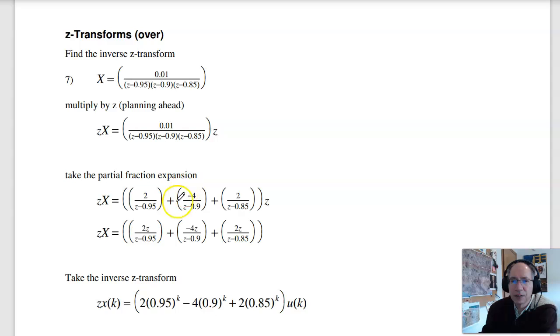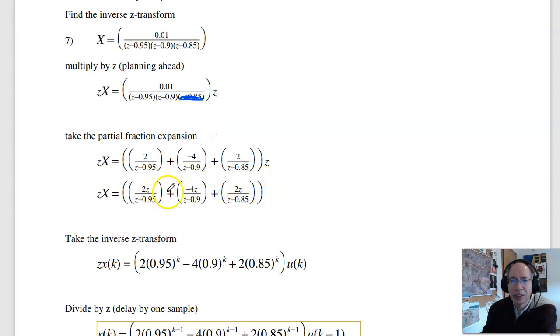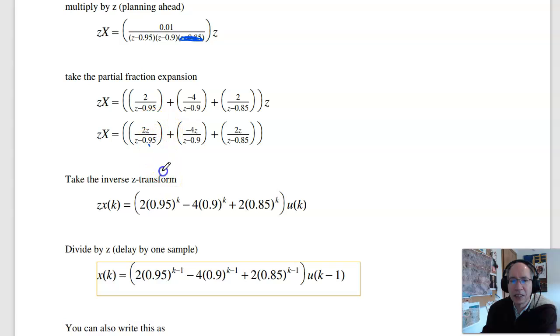Next, define this term right here. Cover up the 0.9, plug in z is 0.9, evaluate, I get -4. And then define this term, cover up this one, plug in 0.85, evaluate, I get 2. So there's the partial fraction expansion. Multiply by z, take the inverse transform.